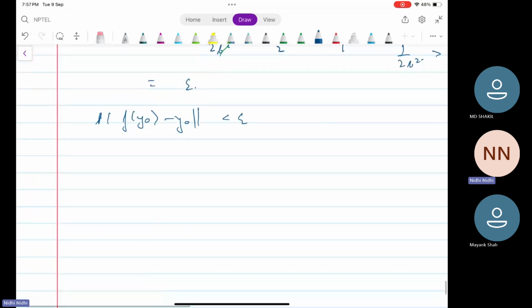Taking epsilon tending to 0, we get mod fy naught minus y naught equal to 0. That is, fy naught is equal to y naught. Hence, we got a fixed point.